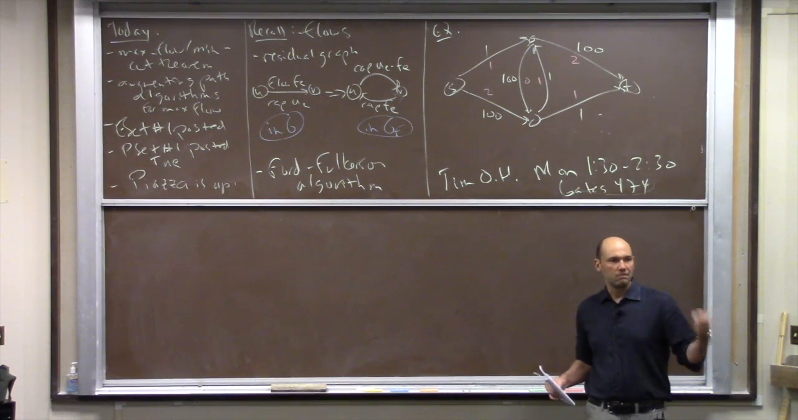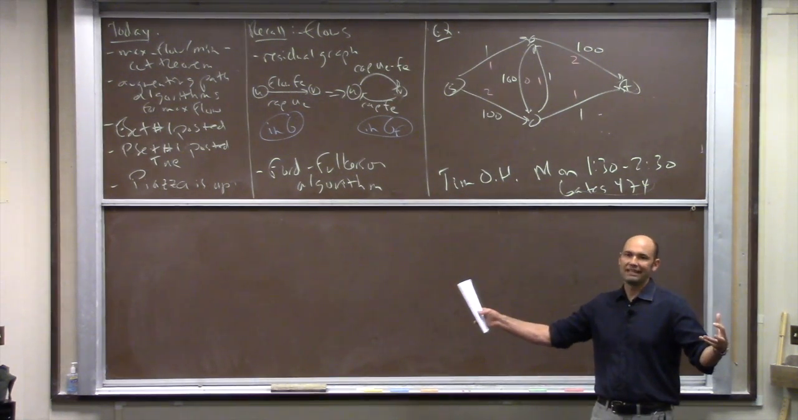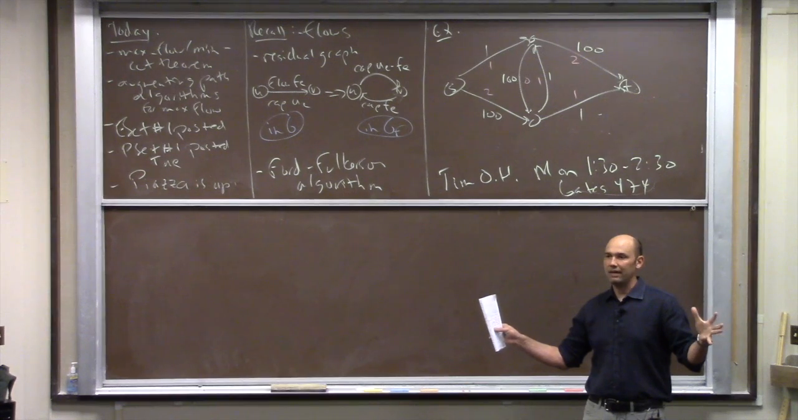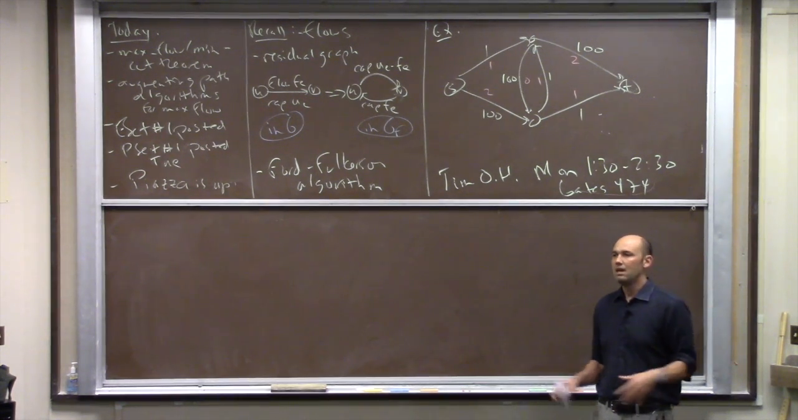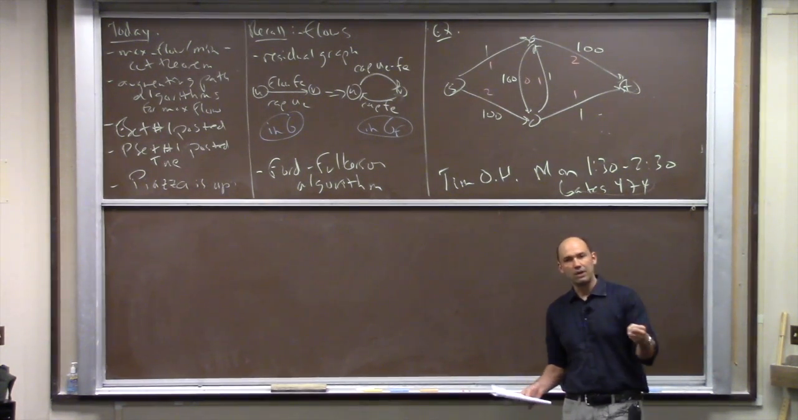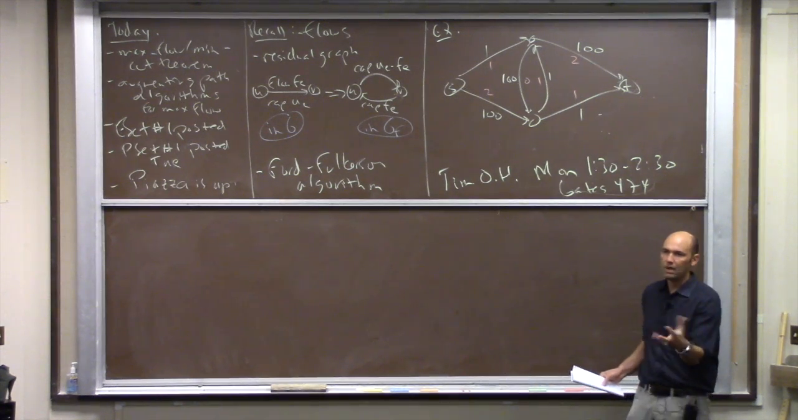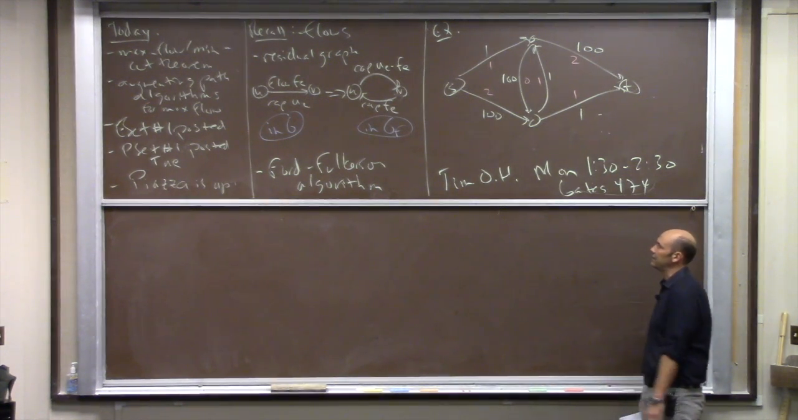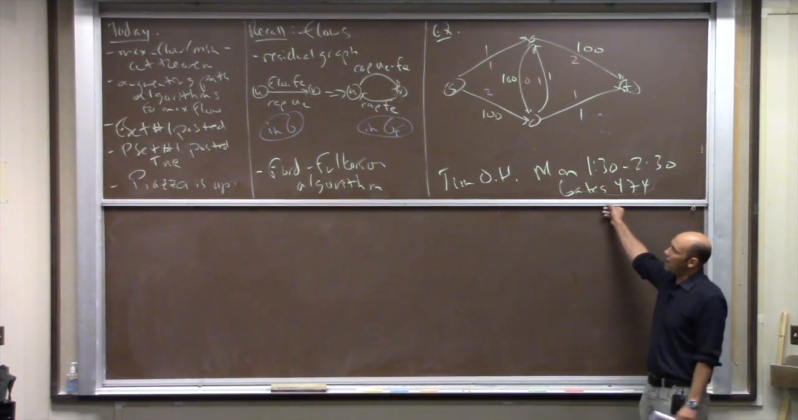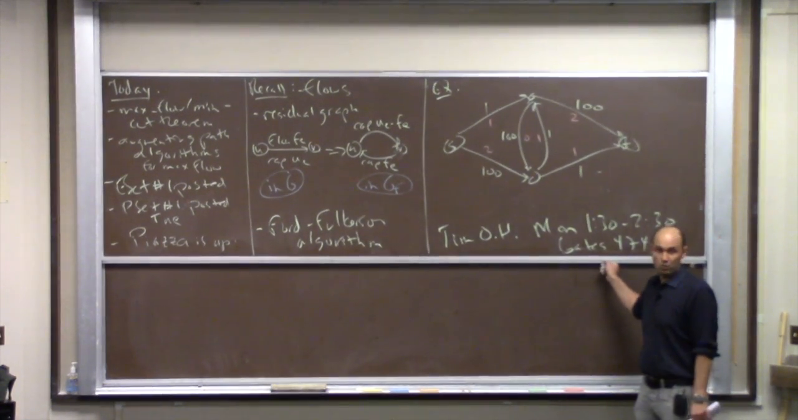The goal is to push as much stuff as possible from the source S to the sink T, subject to capacity constraints. You can't overload anyone's capacity, and subject to conservation constraints. The flow into a vertex should be equal to the flow out, except for the source and the sink vertex. So those are flows. A really important concept is that of a residual graph.